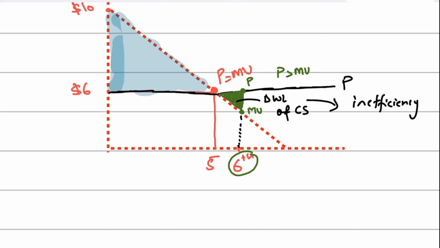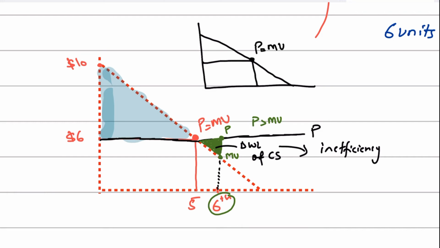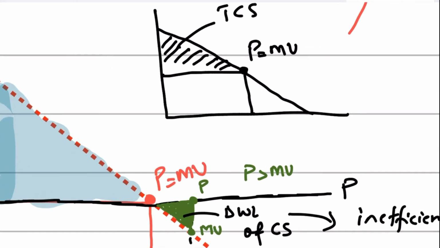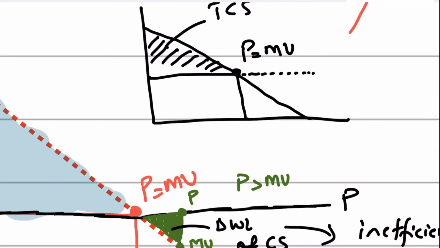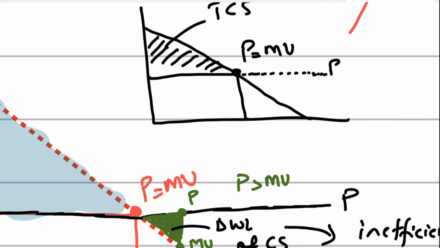I wouldn't erase it, I'll just draw it again. If this is the point where allocative efficiency occurs, or consumer surplus is maximized, because this is the point where the consumer has maximized his consumer surplus, then any point beyond that would result in a loss of consumer surplus. So if this is the price line, then all of this region represents deadweight loss of consumer surplus.